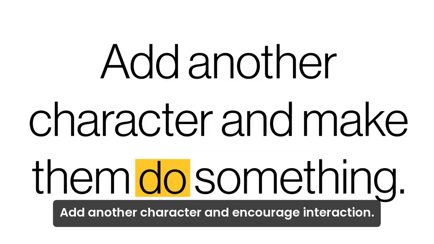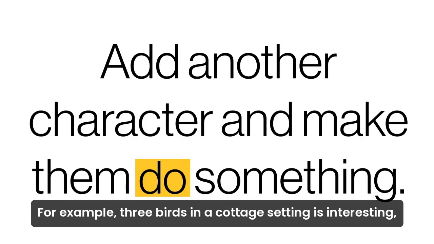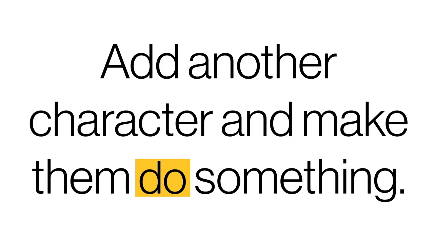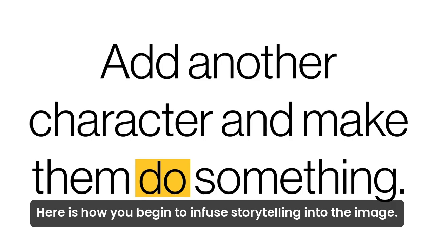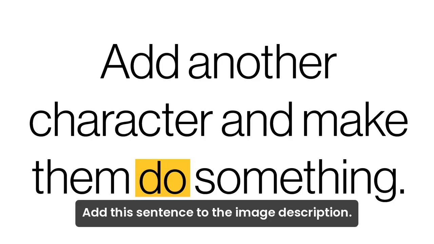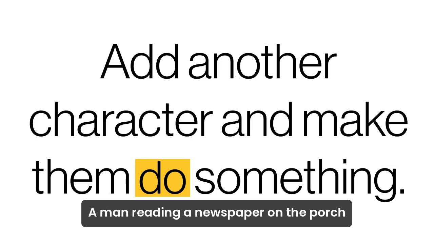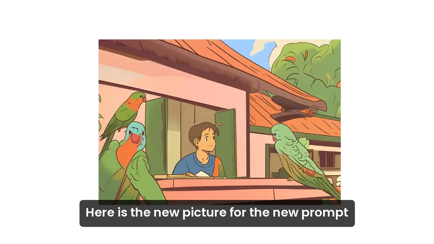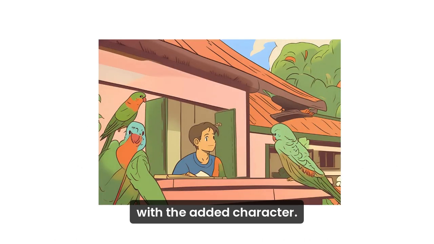Add another character and encourage interaction. For example, 3 birds in a cottage setting is interesting, but wouldn't it be more interesting if something was happening? Here is how you begin to infuse storytelling into the image. Add this sentence to the image description. A man reading a newspaper on the porch smiles at the birds. Here is the new picture for the new prompt with the added character.